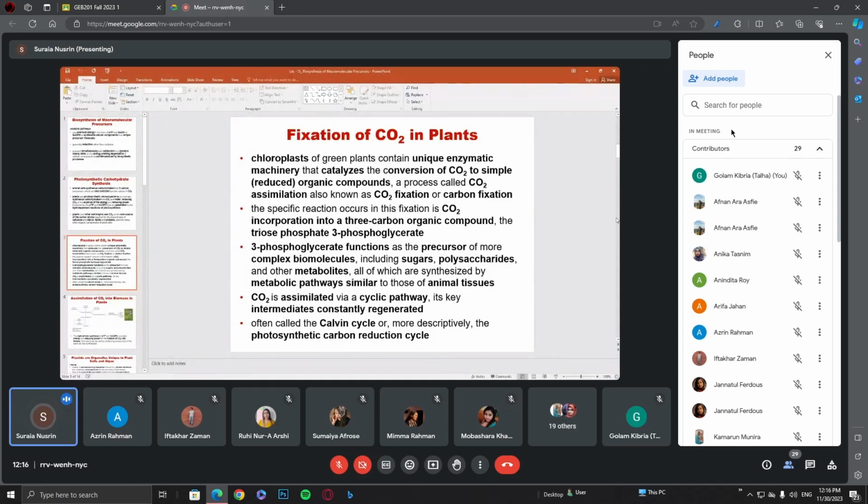And this pathway is called the Calvin cycle, or a more elaborate name is the photosynthetic carbon reduction cycle, because obviously in this pathway the carbon dioxide is reduced. That's why it is known as the photosynthetic carbon reduction cycle. Is it clear?